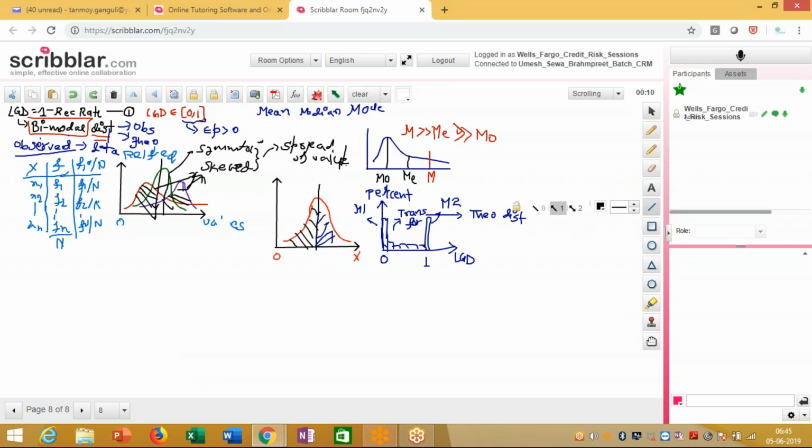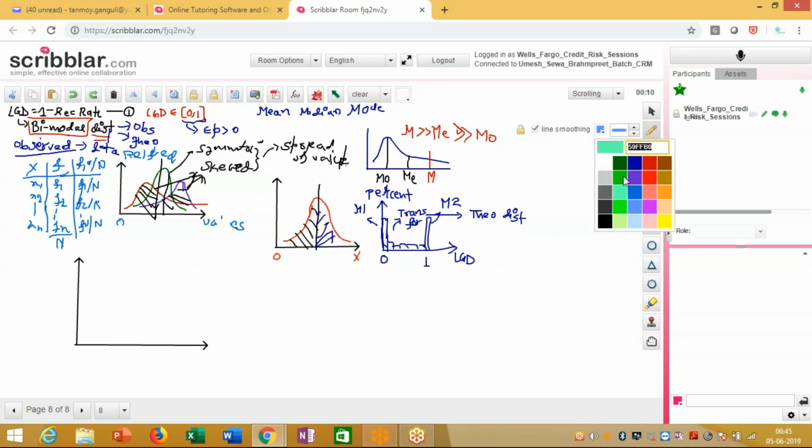So let's start with this axis. Like in any distribution, what we'll do is the dependent variable, the relative frequency, will be on the y-axis, and over here I have y. Within 0 to x, you have your loss.